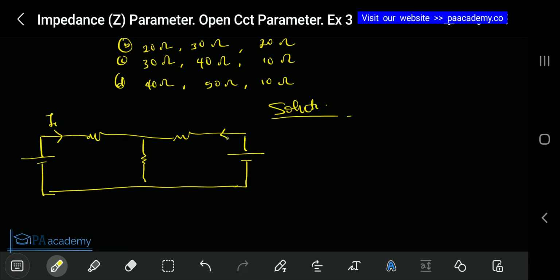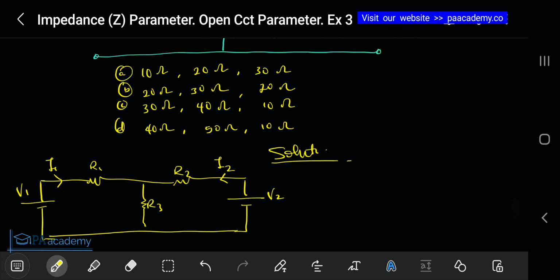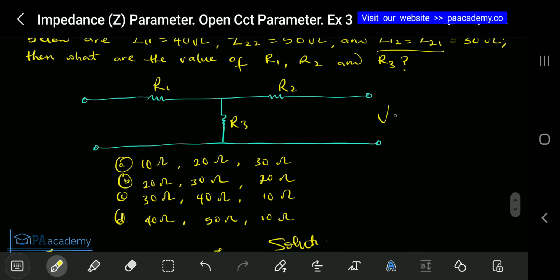Then for I2, okay, so this is my R1, R2, and then R3. So this will be my V1, this will be my V2. So you can see that information is not given. Our V2 was not given, our V1, they didn't show it. The direction for I1, they didn't show it. The direction for I2, they didn't show it. But however, since they've mentioned Z parameter, just know that that is the direction for I1, for I2. So just go ahead and include it yourself.